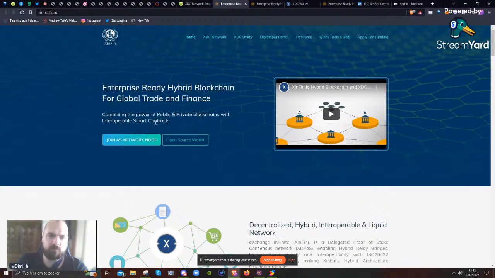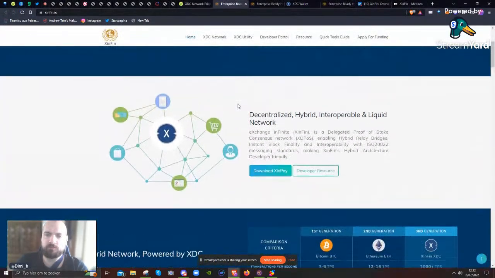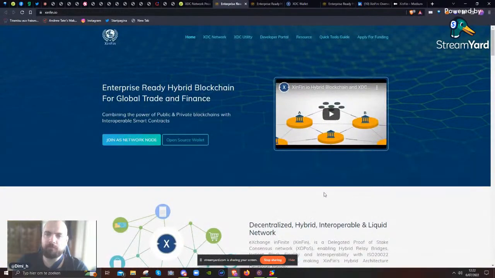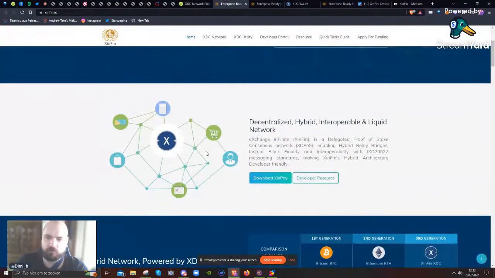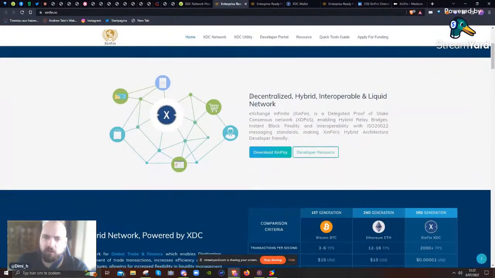Public and private blockchains with interoperable smart contracts; join as network, node, open source wallet. Decentralized, hybrid, interoperable, and liquid network. Making XinFin's hybrid architecture developer friendly.